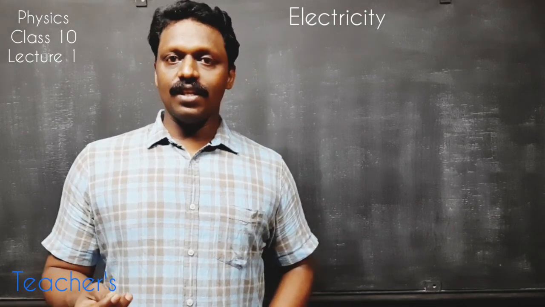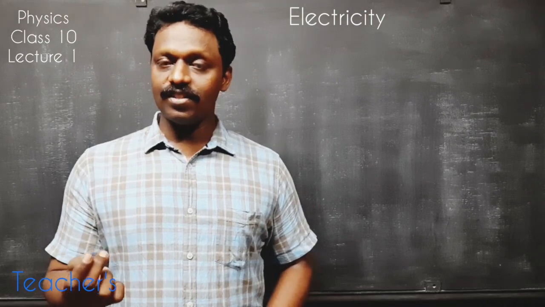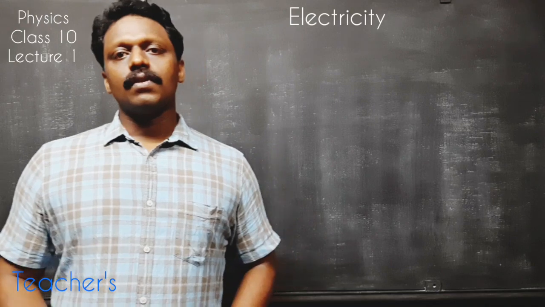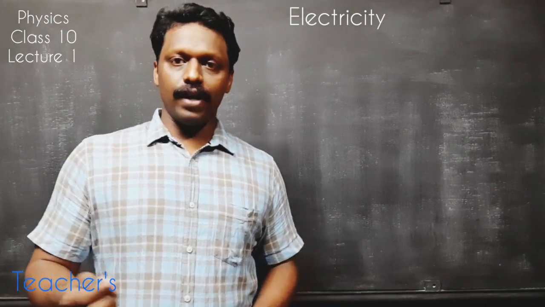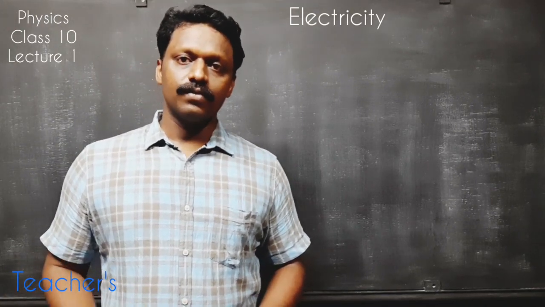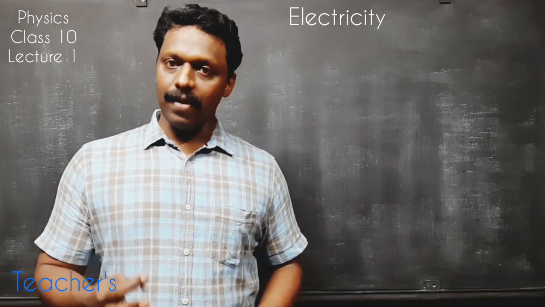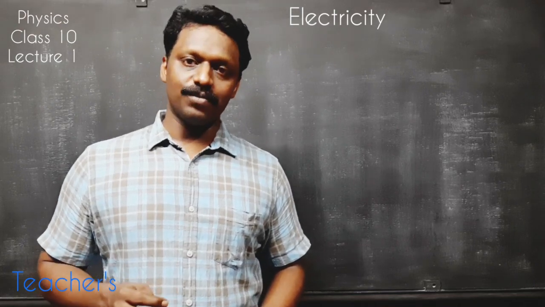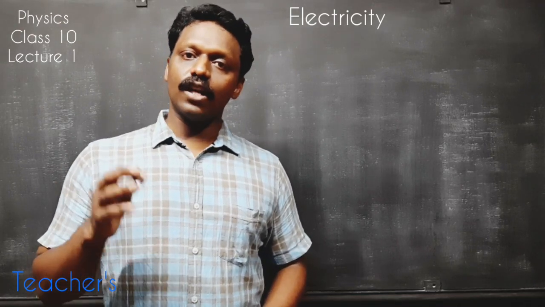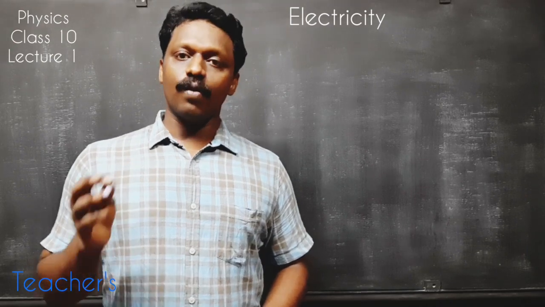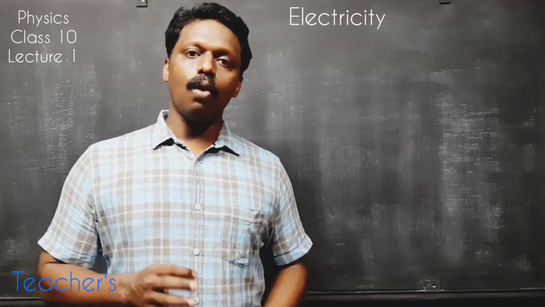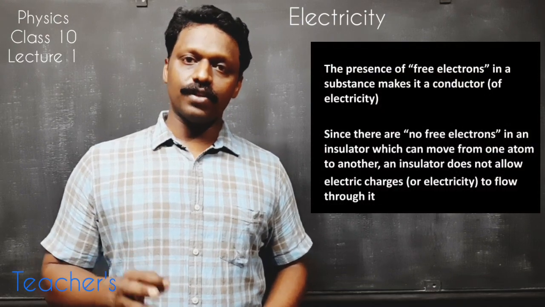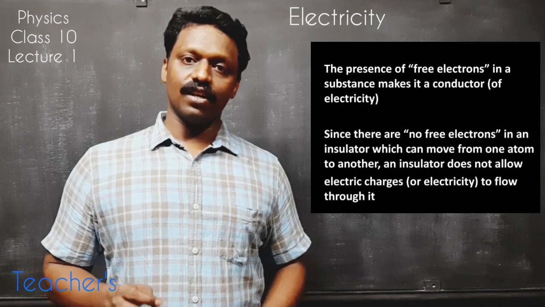We have just seen that some substances are conductors whereas others are insulators. Now let us explain the reason for this behavior. All the conductors like metals have some electrons which are loosely held by the nuclei of their atoms. These free electrons can move from one atom to another throughout the conductor. The presence of free electrons in a substance makes it a conductor of electricity.